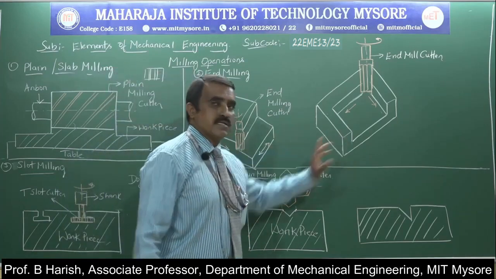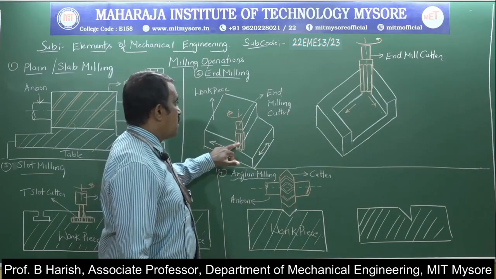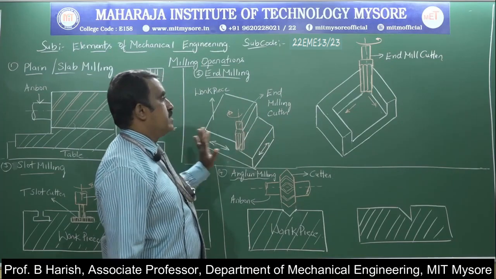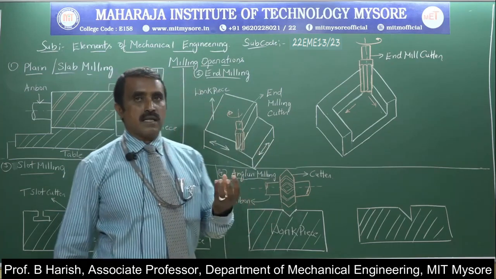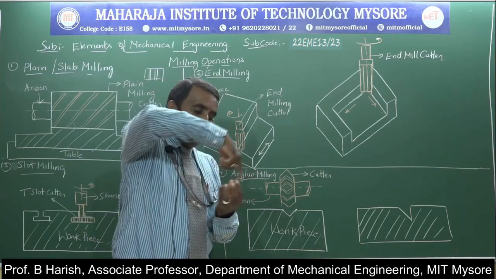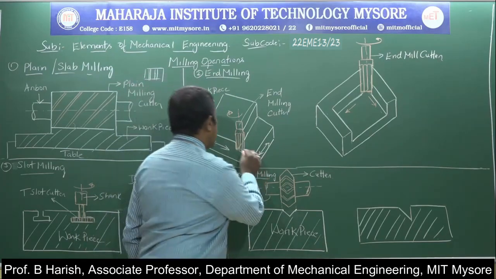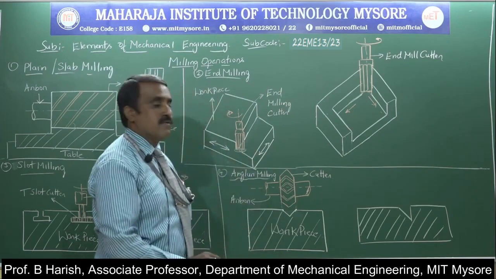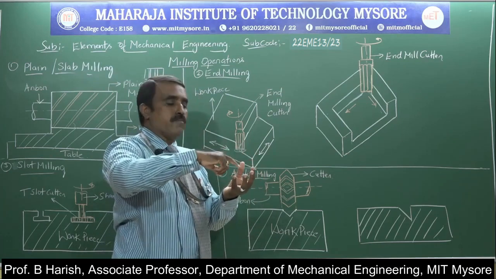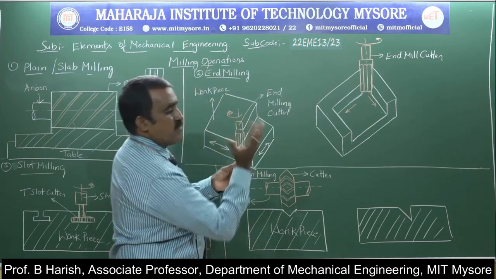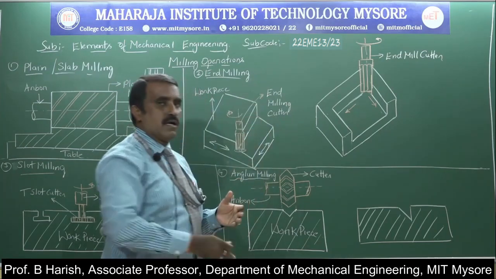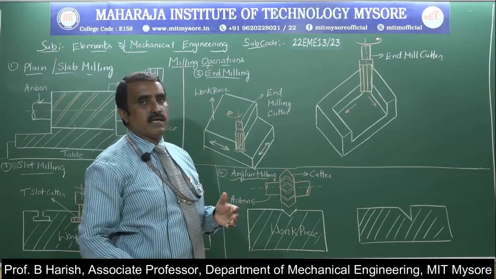Two different sketches I have drawn. Here this is the cutter, called the end milling cutter, and this is the workpiece. The end mill cutter will have edges on the bottom surface, and the surface around it will be circular in cross section, so on the vertical surface also it will have cutting edges.